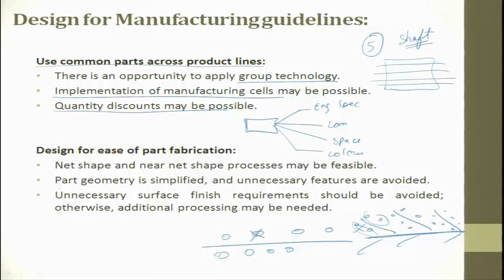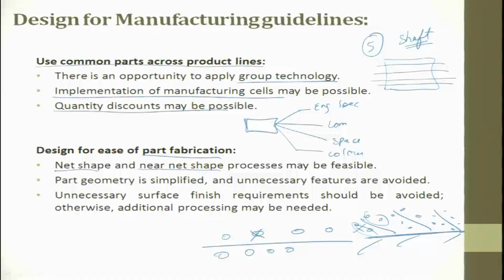Design for ease of part fabrication. Today there is a big concept or a big talk going on: let's start producing parts to the net shape, and near net shape processes are feasible. For example, in earlier days they used to make a wheel rim by casting, and then they used to machine it to the requirement. Today they directly make it through pressure die casting.